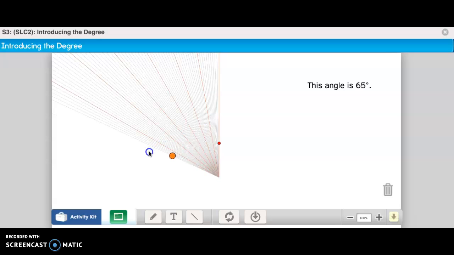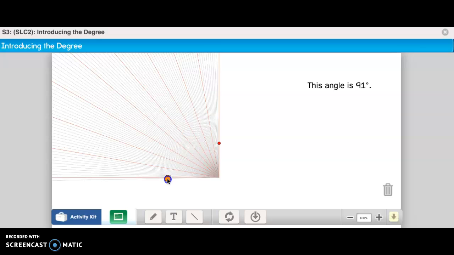So let's show a 90-degree angle here. 90-degree angle, perfect. Remember, this is called a right angle because it is exactly 90 degrees. If I were to move this up even 1 degree, an 89-degree angle is now an acute angle. 90 degrees, a right angle.